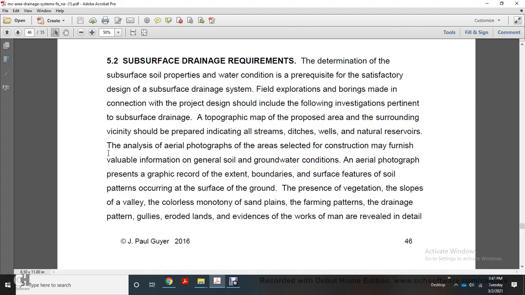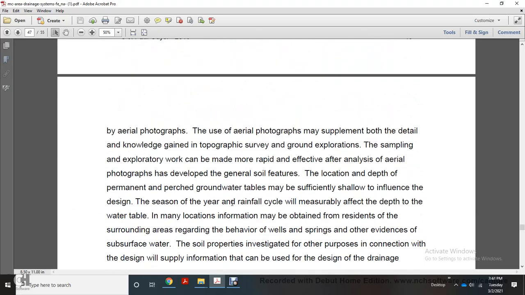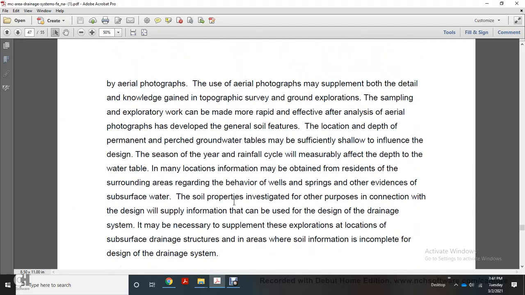Photographs of the selected site furnish valuable information on general soil and groundwater conditions. Aerial photography presents a graphic record of the extent and boundary of surface features of the soil, with the plant cover occurring on the surface of water, the presence of vegetation, slopes, valleys, sandy plains with characteristic drainage patterns, gullies, and eroded lands. Evidence of the work of man is revealed in the data from aerial photographs.